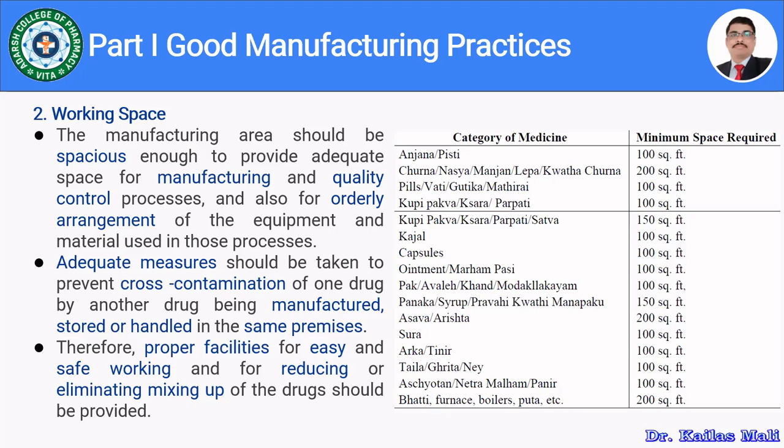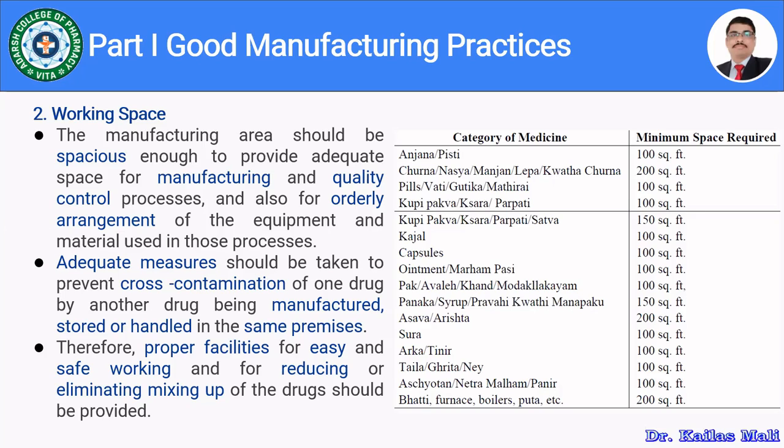In the manufacturing area, furthermore, whatever the equipments are there, they should be orderly arranged. There should be space for keeping the raw material, which is being collected from the raw material store, in the manufacturing area, right? Furthermore, there should be sufficient space for the quality control processes also, isn't it? There should be adequate measures taken to prevent cross-contamination of one drug by another drug being manufactured, stored, or handled in the same premises.